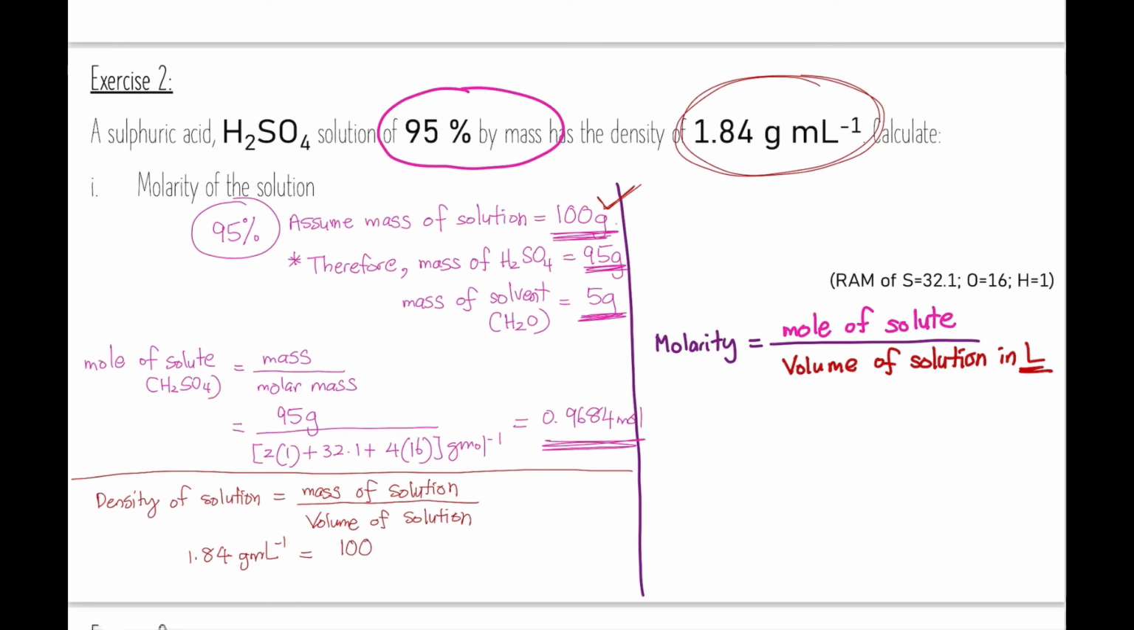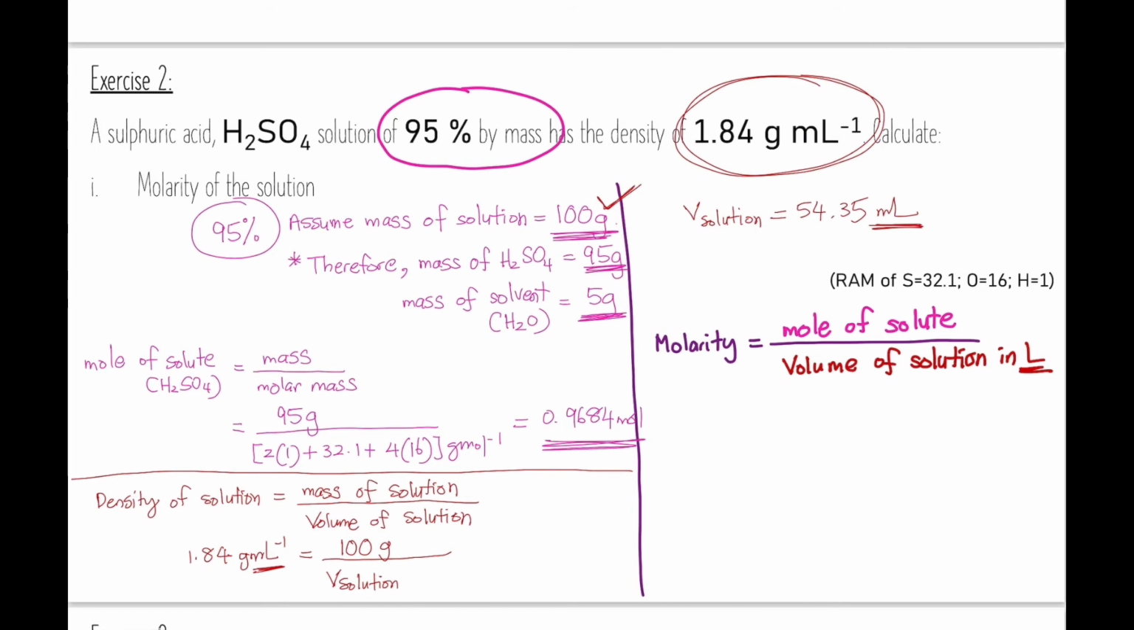So 100 gram divided by the volume of solution. So the volume of solution is equal to 54.35 milliliter. The unit is milliliter because the unit from the density is gram per milliliter. Therefore, the volume of solution obtained from this calculation is in milliliter.